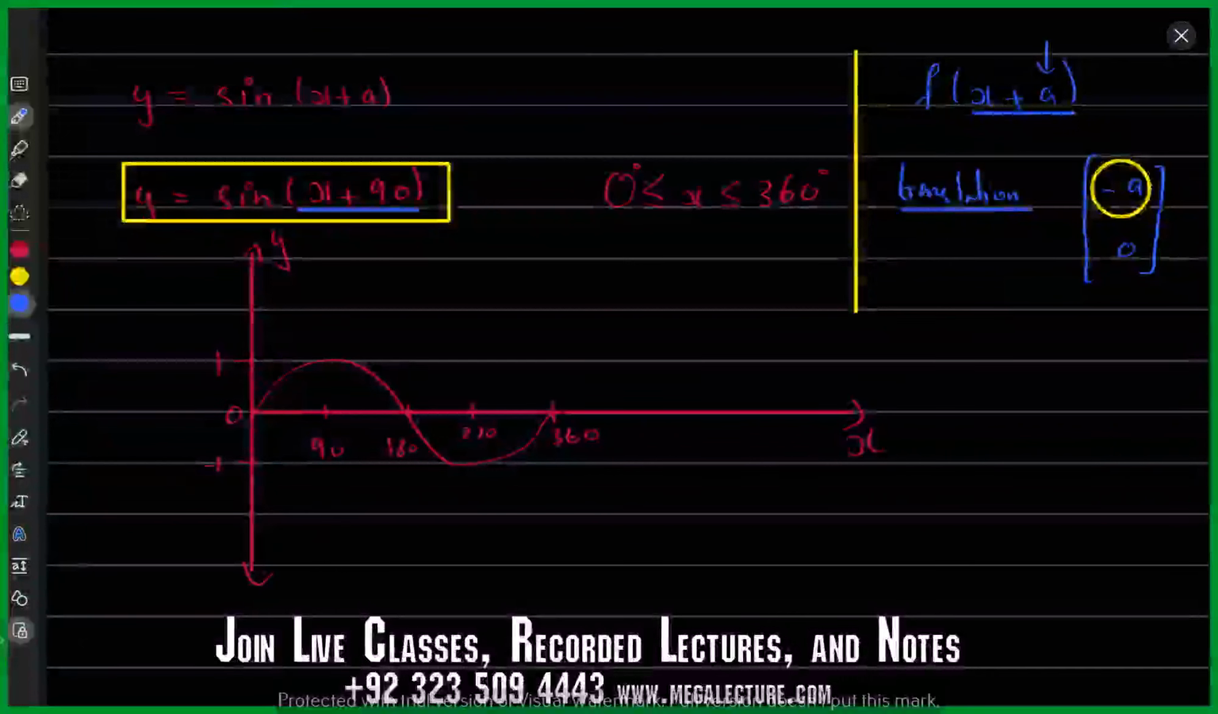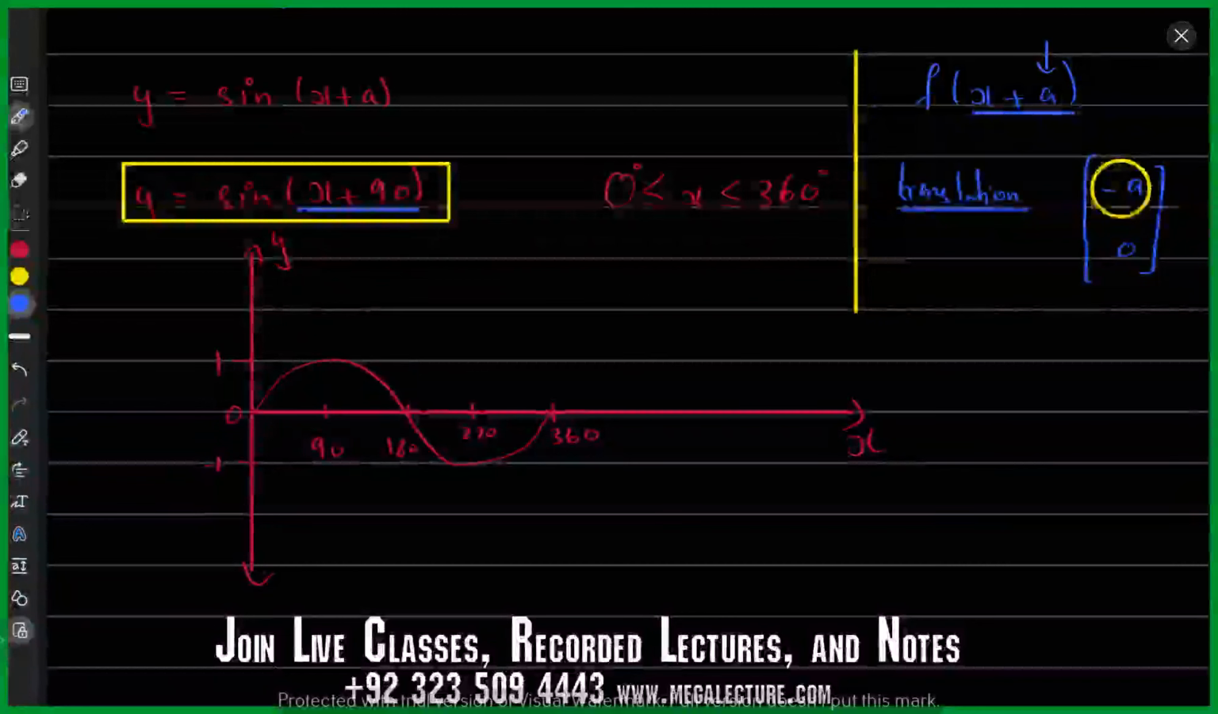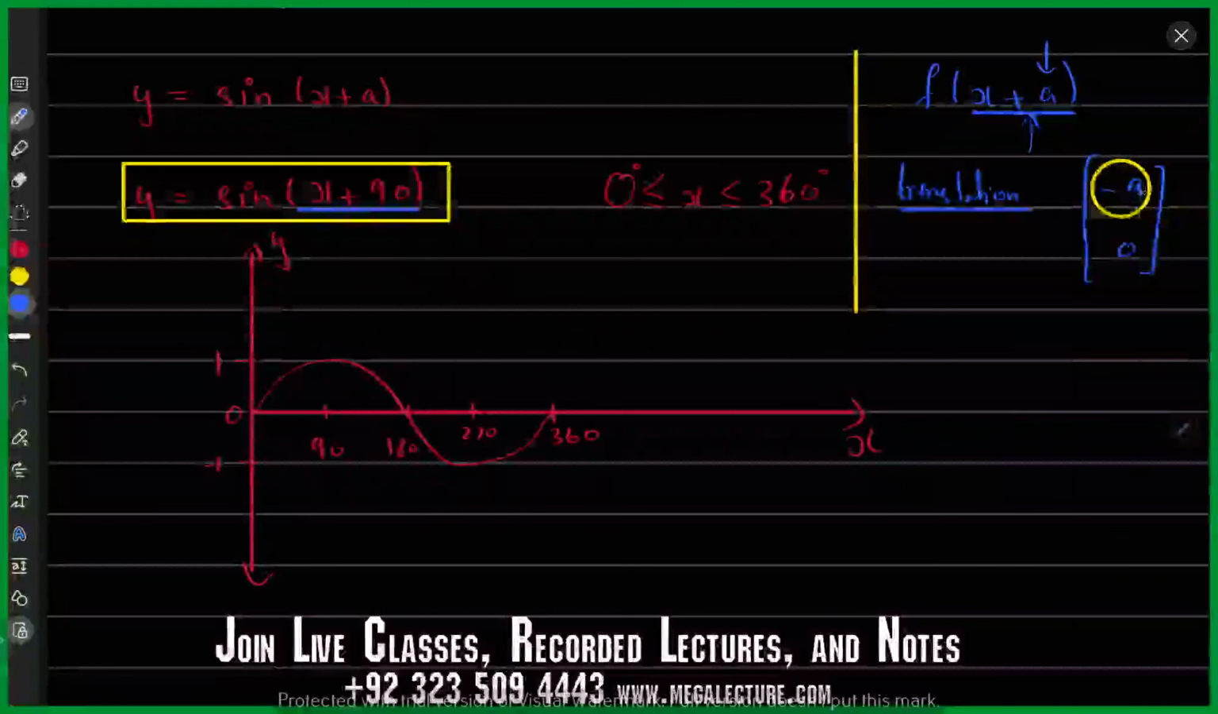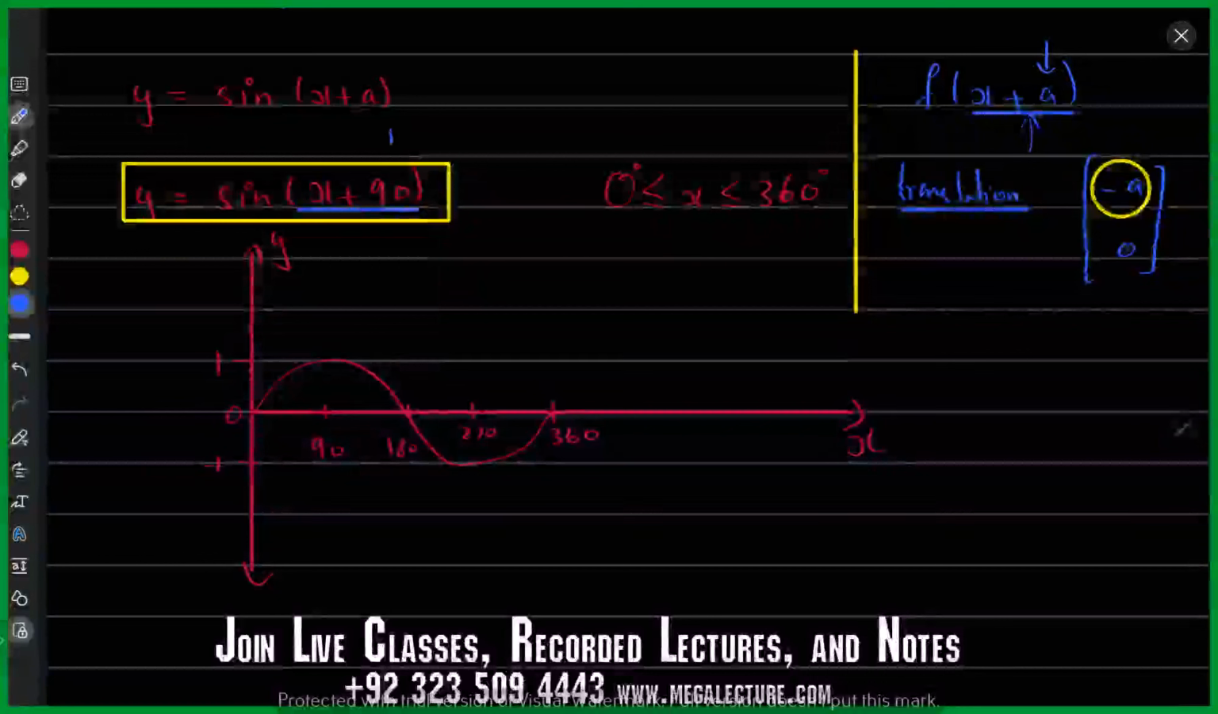But whenever you are adding or subtracting something in x, or multiplying or dividing x by something, it's the opposite. Now, when you have x plus 90, let's talk about the concept. Whenever you had x plus a, the translation vector used to be minus a and 0, so every point would move a units to the left. We have 90 here, so every point would move 90 units to the left.